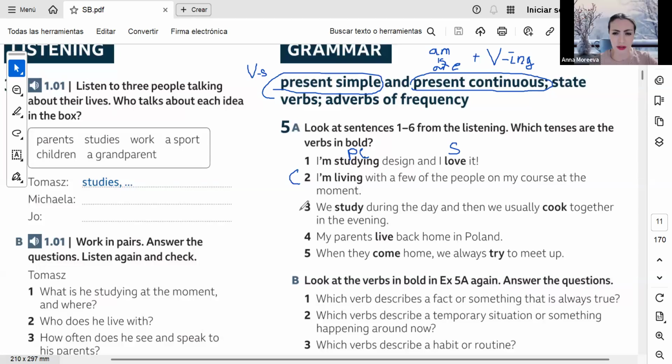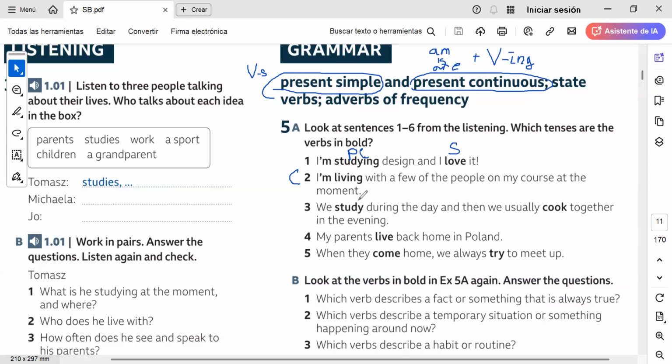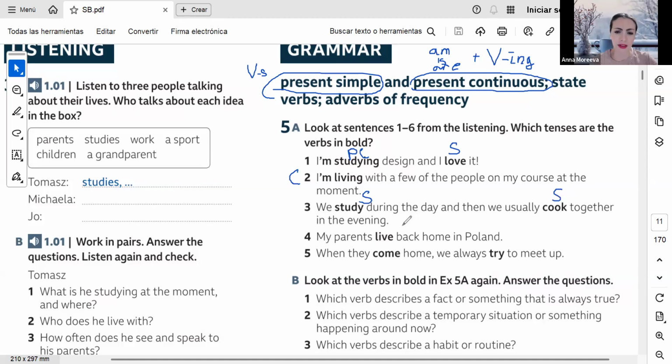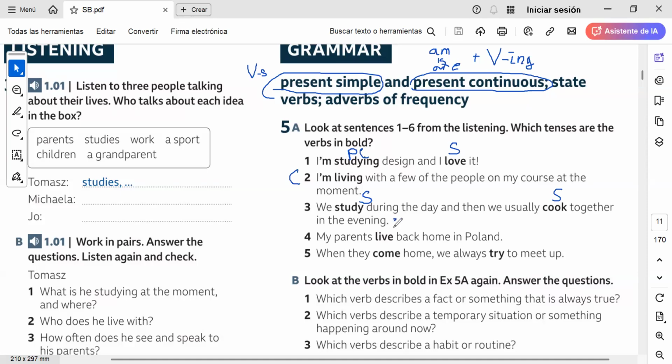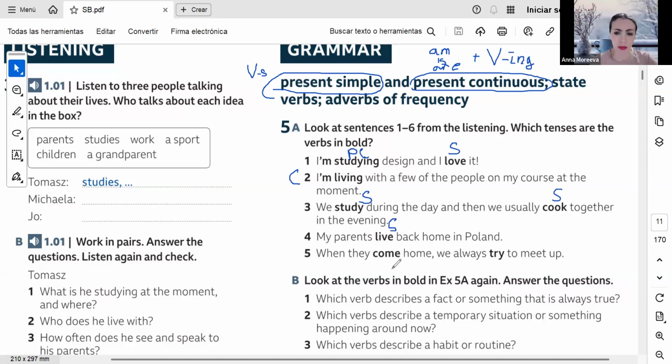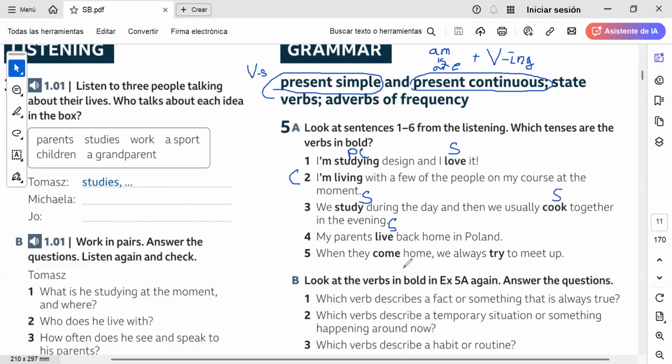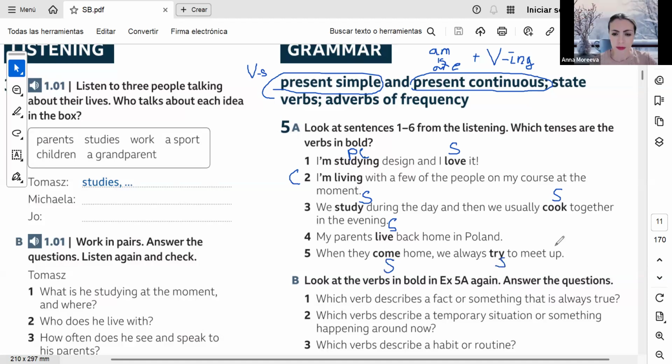We study during the day and then we usually cook together in the evening. Simple? Simple, present simple. My parents live back home in Poland. Simple. When they come home, we always try to meet up. Simple? Simple, present simple. Okay.